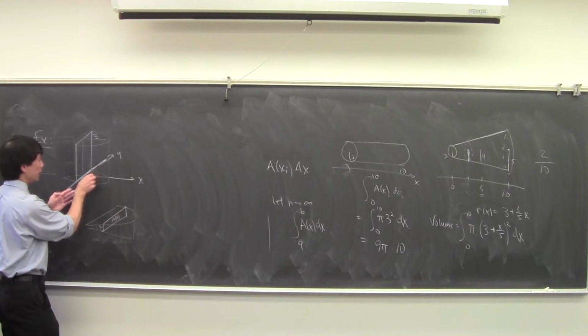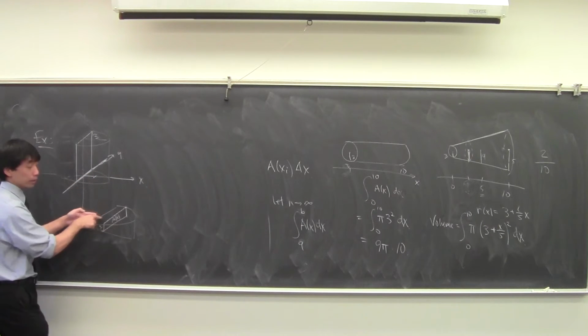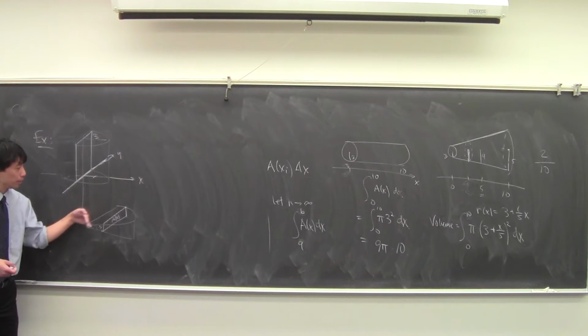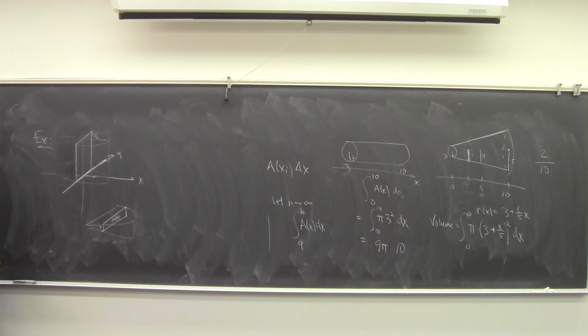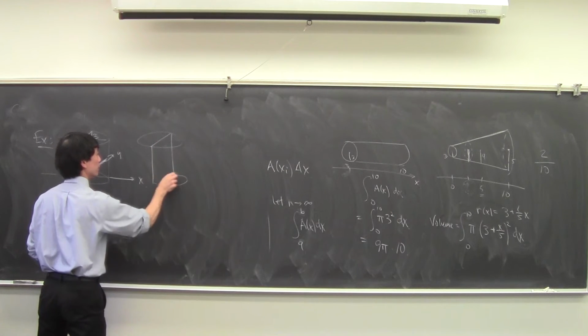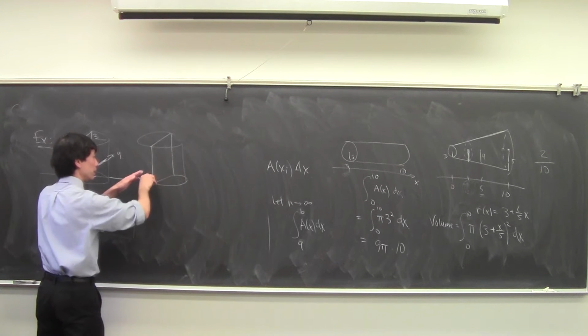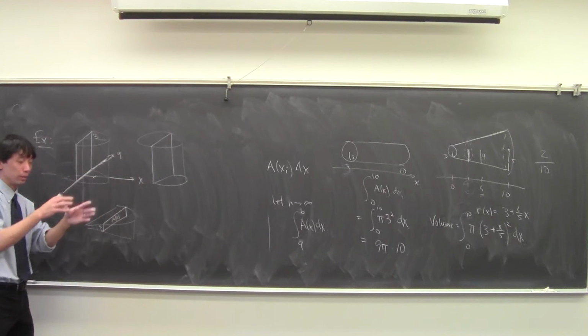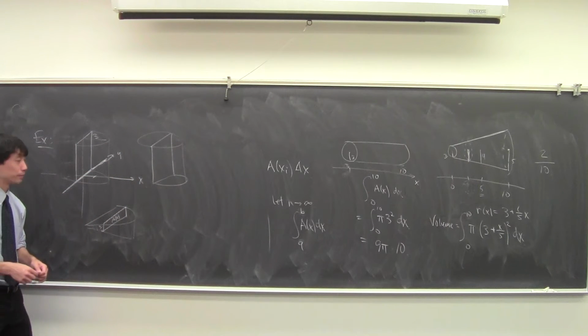X is the distance to the edge here. So you need to figure out the height, and you need to figure out the depth. So again, start off with a cylinder, cut it in half, and then you slice it at a 45 degree angle, right? So you get this chunk of the cylinder.